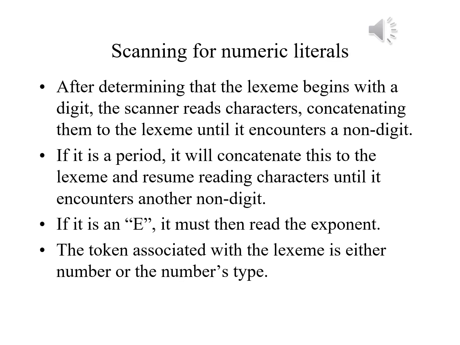If the look-ahead character was a digit, then we're going to be reading a numeric literal, and we will concatenate any digits that follow until we encounter a non-digit. If that non-digit is a period, it will concatenate this to the lexeme and continue reading characters until it encounters another non-digit. If it's an E, that means there's going to be an exponent to read. The token associated with the lexeme will either be number or the type of the number.